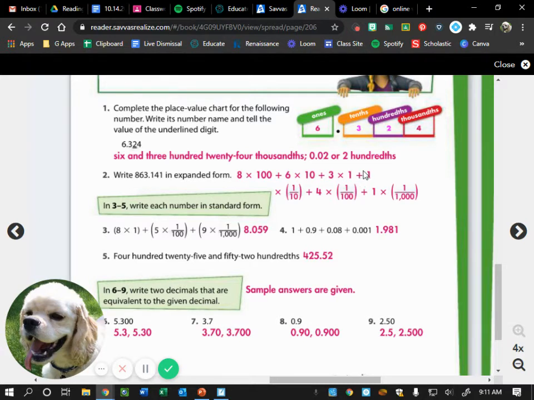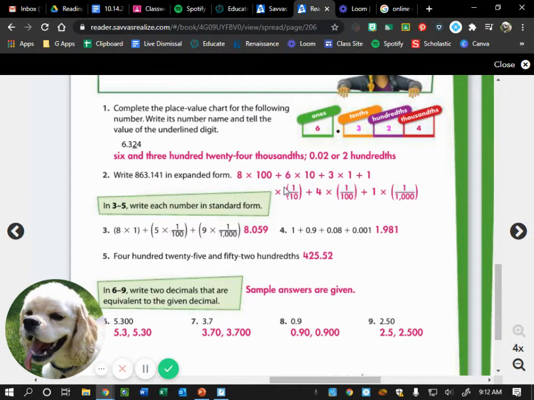Plus, and then they did the same thing for the decimal places as well. They took 1 times 1/10 because it's in the tenths place. If you just put plus 0.1, that would work. Then they wrote plus 4 times 100th. If you just wrote plus 0.04, that would work. Plus, and then they wrote 1 times 1,000th. And if you wrote plus 0.001, that would also work.